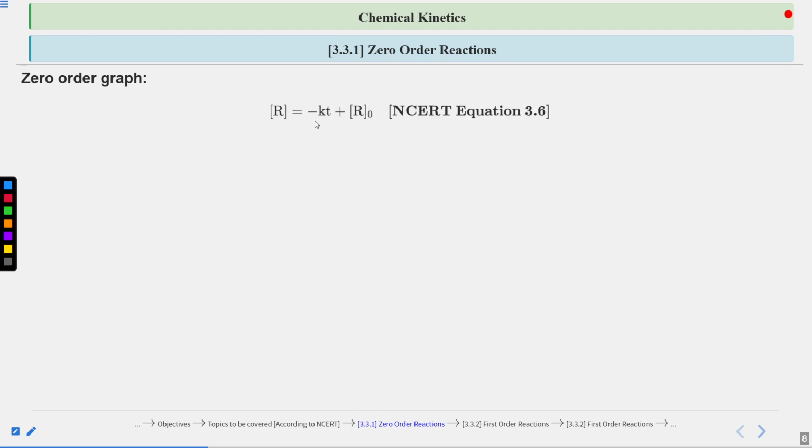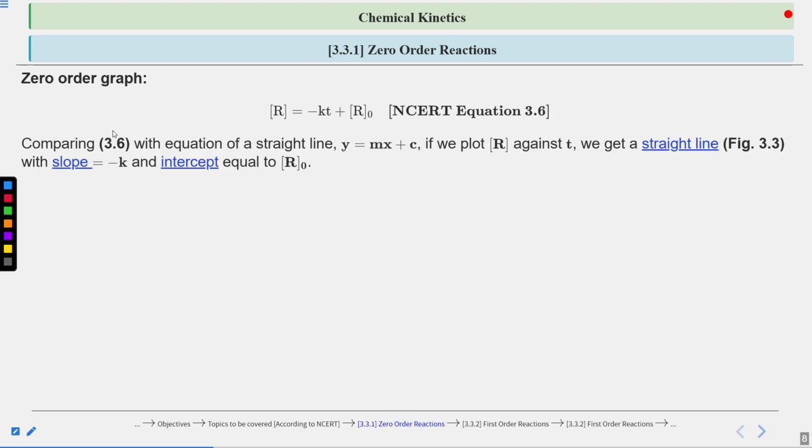Now R is equal to minus kT plus R naught, right? You put the I value at the place of I in equation 3.5. So this equation will become R is equal to minus kT plus R naught. Here I was present, we just put I equal to R naught. So this will be the equation we get, and this is the NCERT equation marked as 3.6.